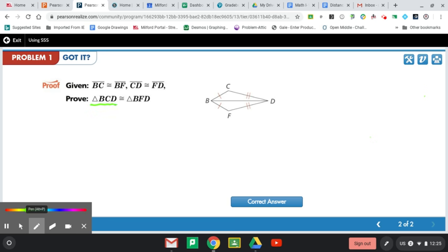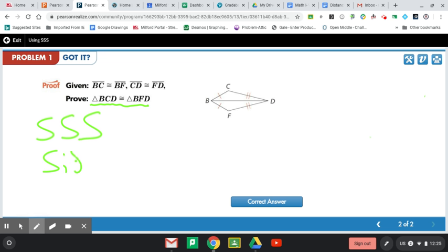What we want to do is justify or prove that those two triangles are congruent. And the statement we are going to use today is side, side, side. So notice we have gone from six corresponding congruent parts, and we're just going to focus on three.